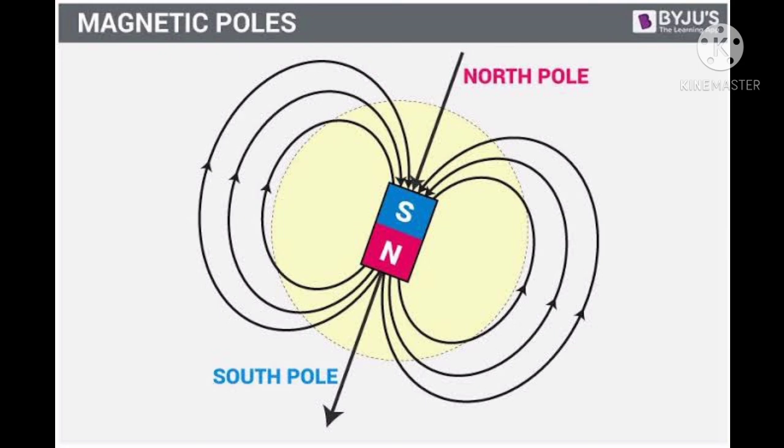Magnetic pole? What is magnetic pole? The region in a magnet where the magnetic field strength is maximum is known as the magnetic pole. There are two poles in a magnet, north and south.